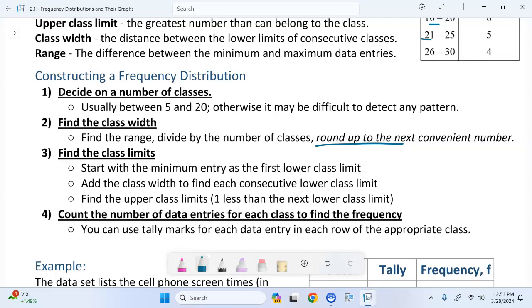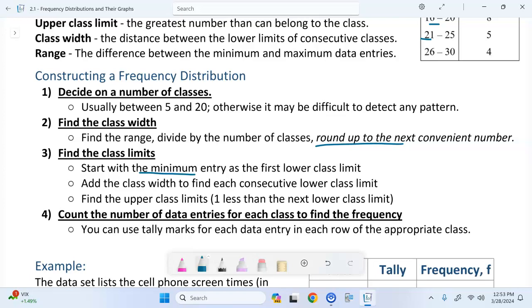Once we know how wide our classes are going to be, then we can find our class limits starting with the minimum entry, what our lowest value is, and then we add the class width to find the next lower class limit. And then do it again to find the next lower class limit and the next one, over and over and over.